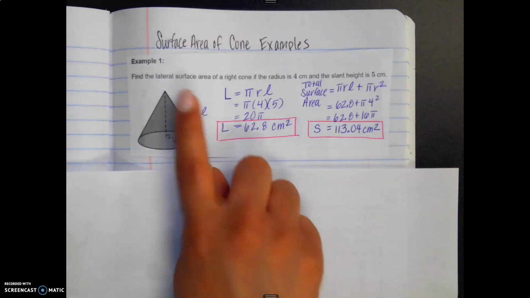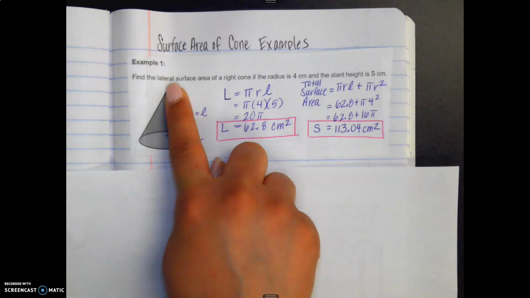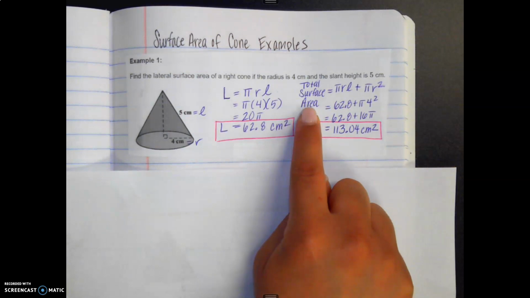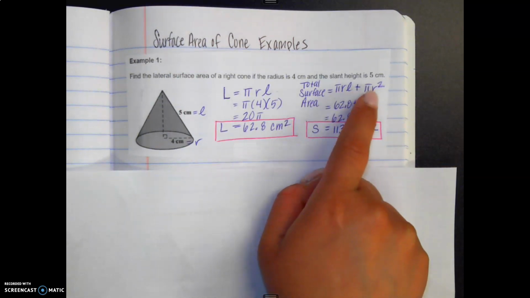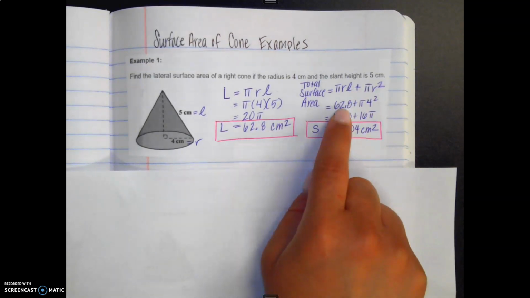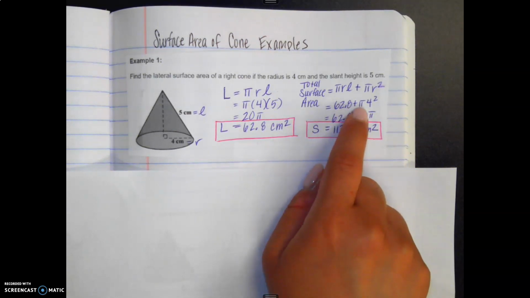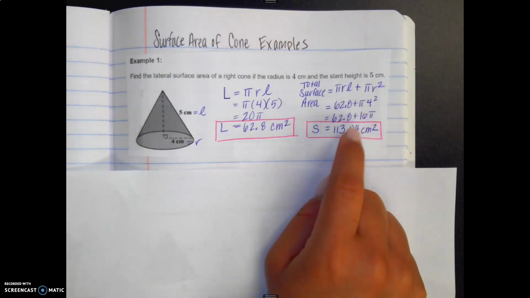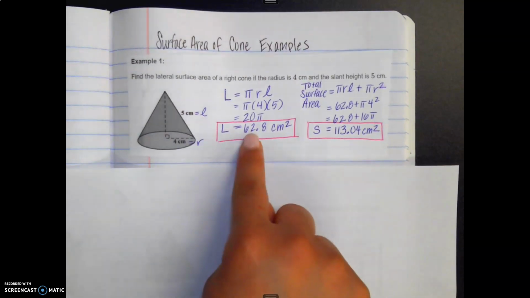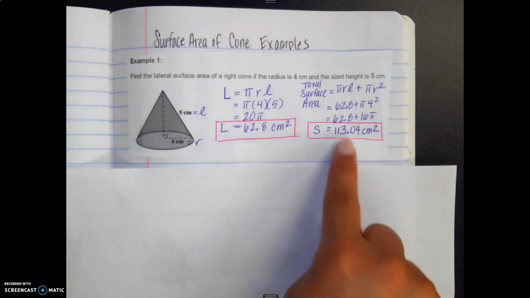All right, the reason I did that is because the question asked me for the lateral surface area, but I'm taking it one step further, and I want to do the total surface area as well. Remember that it's just the lateral plus the area of the base, the circle. So I already did the 62.8 here, so I just plugged it here. And then plus pi r squared, our radius is 4, so that ends up being 16 pi. I plug that into the calculator, and my total surface area, the area of the entire thing, is 113.04 centimeters squared. So the side on the outer edge is 62.8. The total is 113.04.